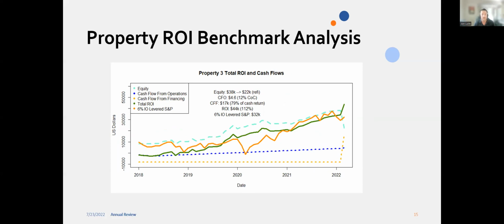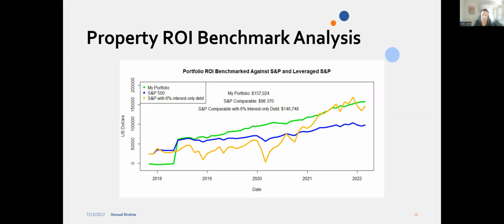My concern here is, if the market goes down, I'm really not making much in cash. So are these really reliable from a cash flow standpoint? The last thing I did here was take the total portfolio and benchmark it against the S&P. The portfolio did slightly outperform a 6% leveraged investment in the S&P, whereas a non-levered S&P would be significantly less.